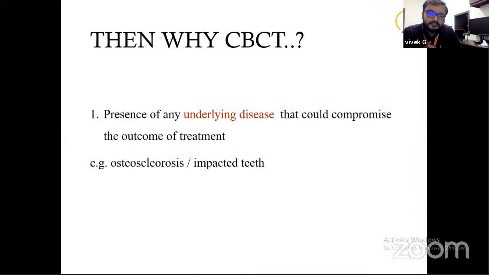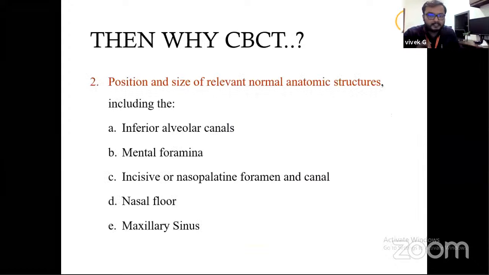So then why go for CBCT with implant imaging? I have put it into points. One point would be underlying disease. If at all there is any disease, it could be seen in an OPG or panoramic radiograph, but still it could be seen much better in a CBCT.